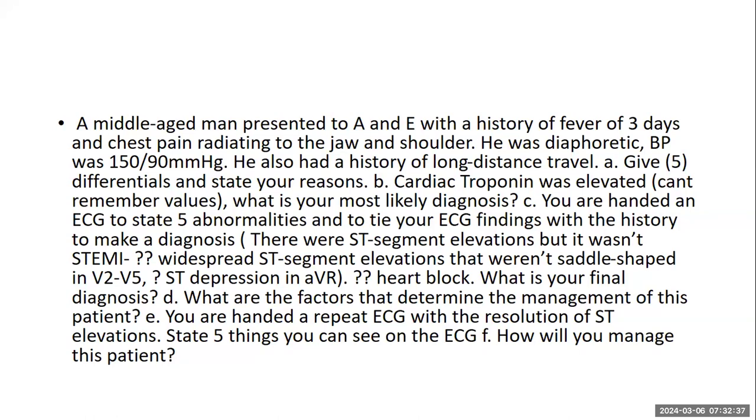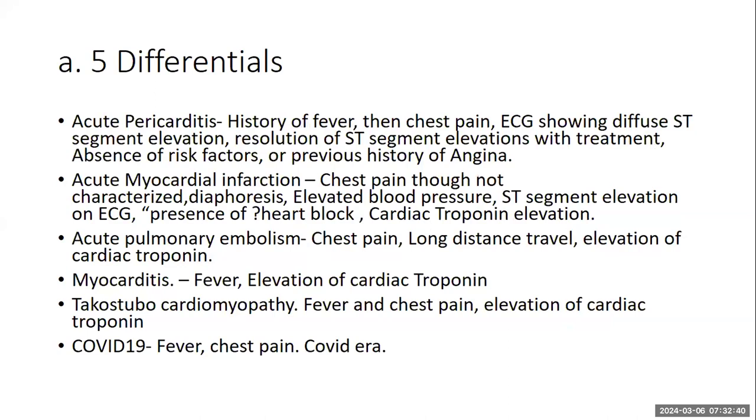Next slide, please. Now, looking at the question, the first differential I came up with is acute pericarditis. That is because of the history of fever before the onset of the chest pain. Most of the time, acute pericarditis is preceded by upper respiratory tract infection: the fever, running nose, sore throat before the onset of the chest pain. And because of this, it shows diffuse ST segment elevation.